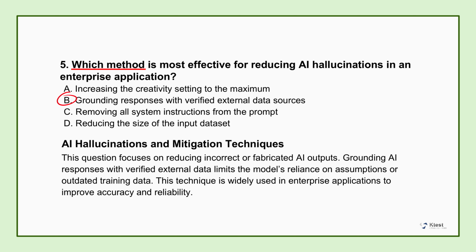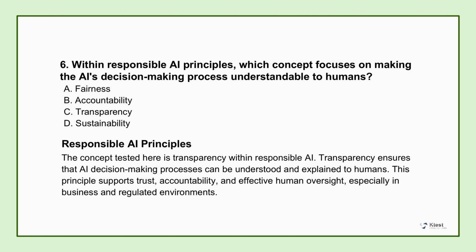Okay, that makes a ton of sense. Now, along with accuracy comes accountability. Yes. Question 6 is about responsible AI. Which concept focuses on making the AI's decision-making process understandable to humans? Options are fairness, accountability, transparency, and sustainability.